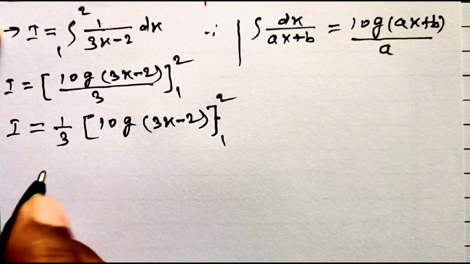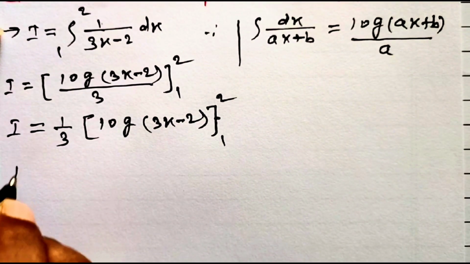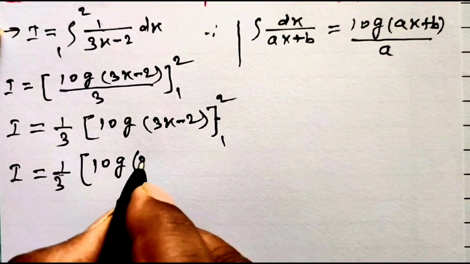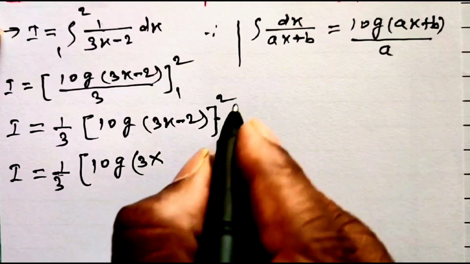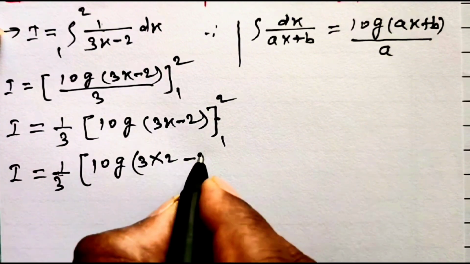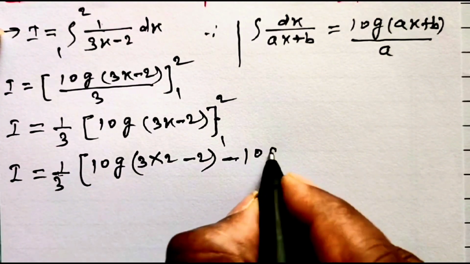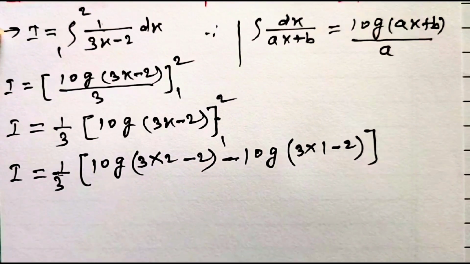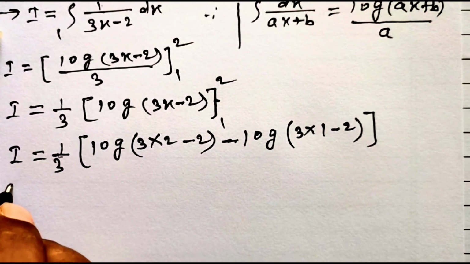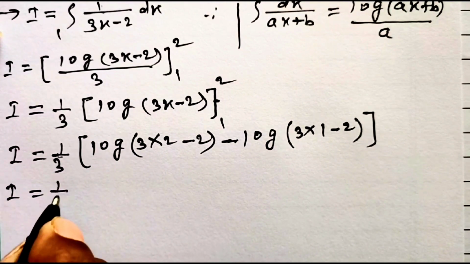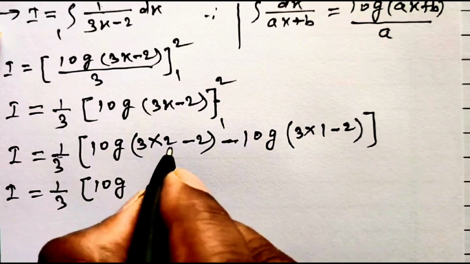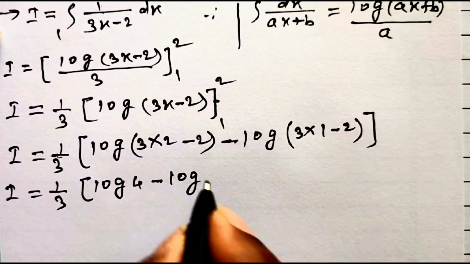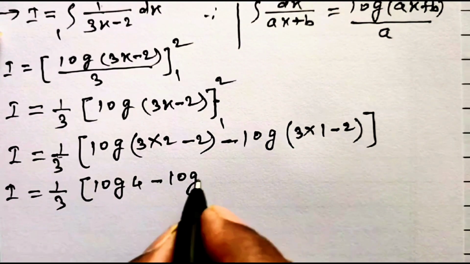Now substitute the upper limit first and then the lower limit. Hence I is equal to 1 upon 3 logarithm of 3x, meaning 3 into the upper limit 2, minus 2, minus logarithm of 3 into the lower limit 1, minus 2. And now simplify this and then apply the property of logarithm. 1 upon 3 logarithm of 3 into 2 is 6, 6 minus 2 is 4, minus logarithm of 3 into 1 is 3, 3 minus 2 is 1.